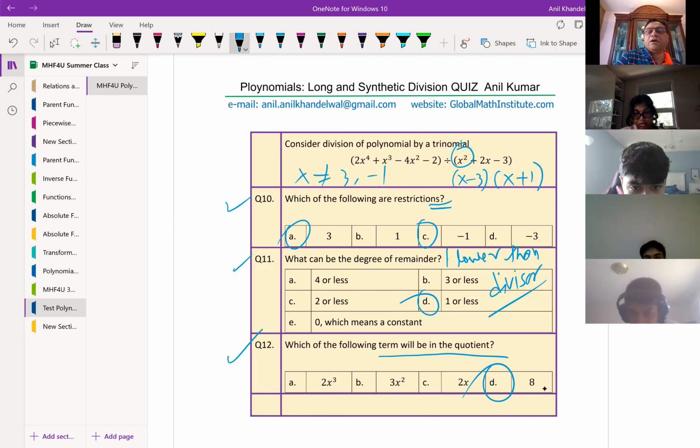Do you understand? Because this degree is 2, this degree is 4. So the highest degree can be only 2, correct? So this should have been 2x square, not cube. Do you understand? Yeah, so that's what I was thinking too, because the first term has to be 4 minus 2 with power. So is there any other term which is matching for you guys? Tell me.